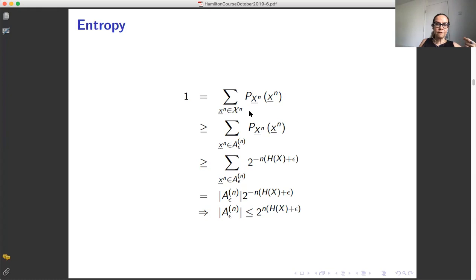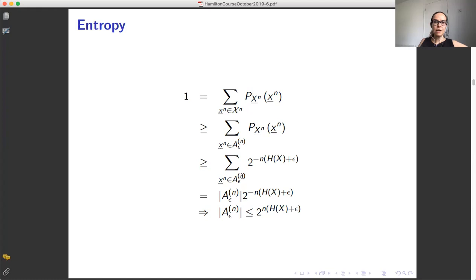Which means, of course, that if I consider a subset of all the possible values, and I'm going to consider that subset to be this typical set that I just defined, and sum the probabilities over just the typical set, the sum has to be less than or equal to one. Moreover, let's recall that all the probabilities inside this typical set have a lower bound, which is given here. That was the left-hand side of what we saw in the previous slide. And therefore the sum of this lower bound over all of the elements in the typical set has to be upper bounded by one.